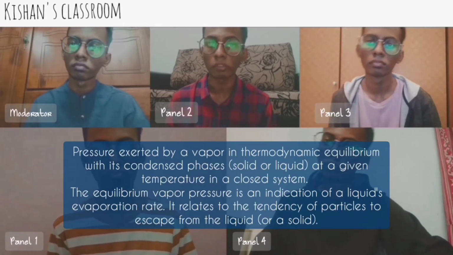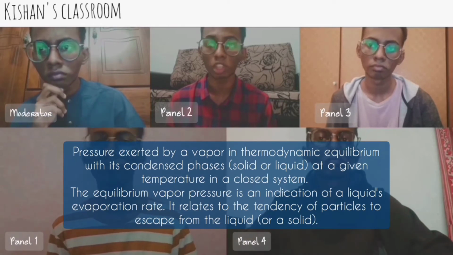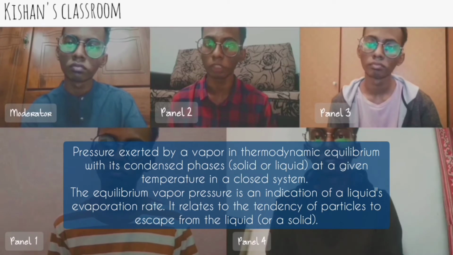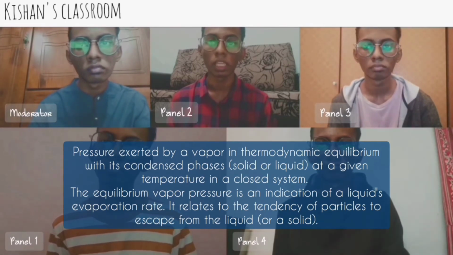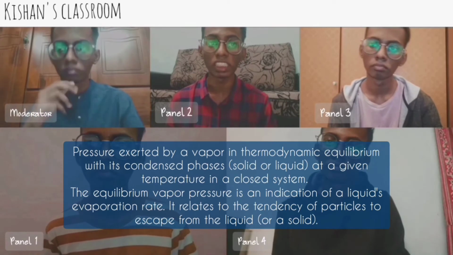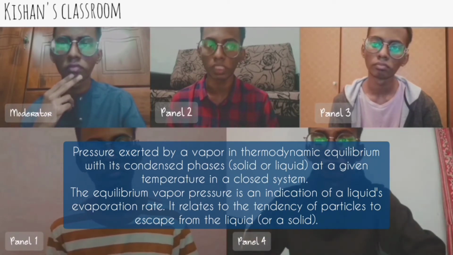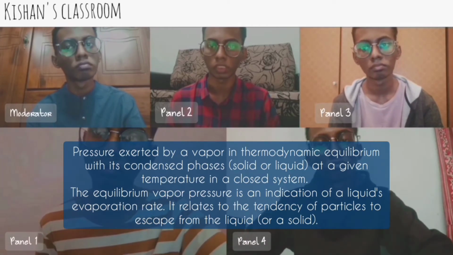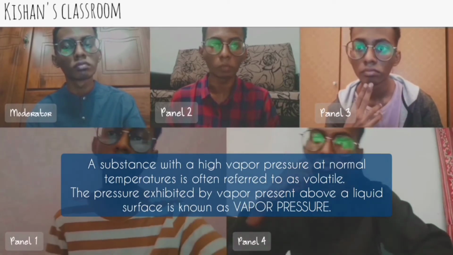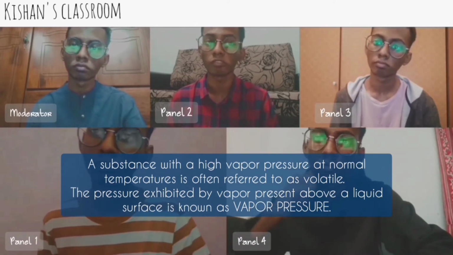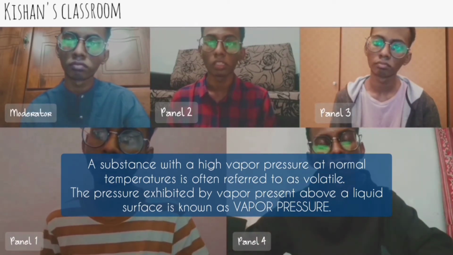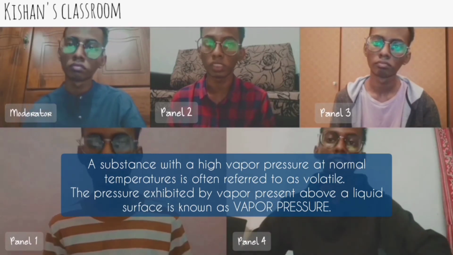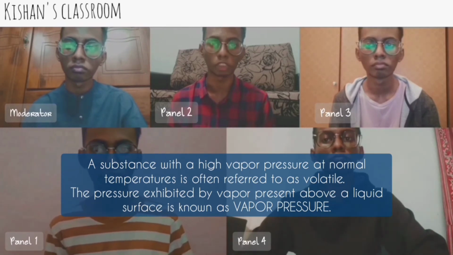Vapor pressure is the pressure exerted by a vapor in thermodynamic equilibrium with its condensed phases, solid or liquid, at a given temperature in a closed system. The equilibrium vapor pressure is an indication of a liquid's evaporation rate, and is related to the tendency of a particle to escape from the liquid. A substance with a high vapor pressure at normal temperature is often referred to as volatile. The pressure exhibited by vapor present above a liquid surface is known as vapor pressure.